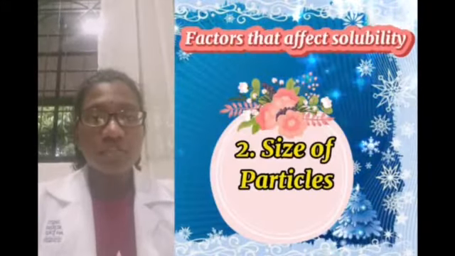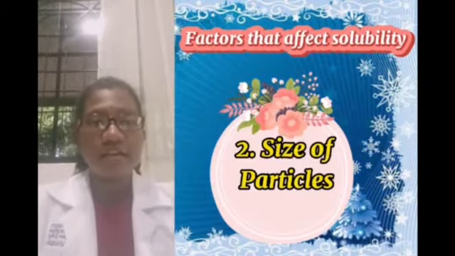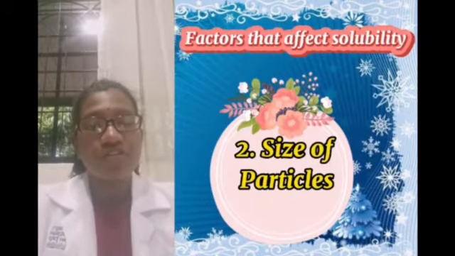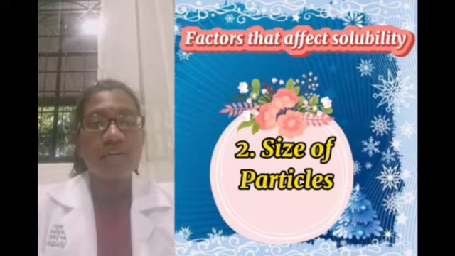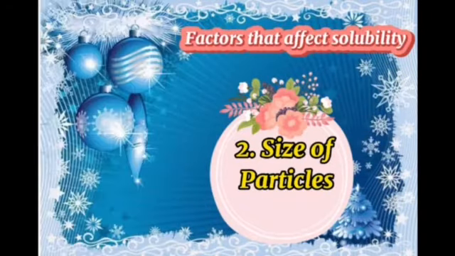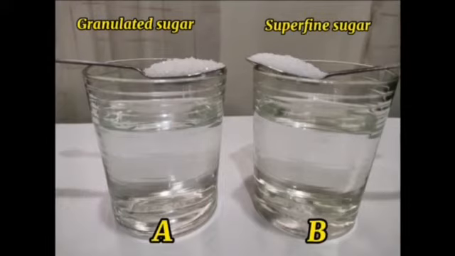Hello everyone. Today we are going to discuss the factors that affect solubility. The factor that I will discuss is the size of particles. Let's see how the size of particles affects solubility. For this experiment, both glass A and glass B are filled with the same amount of water. The temperature of the water is also the same, which is at room temperature. In glass A, we will be adding granulated sugar, while in glass B, we will be adding superfine sugar.